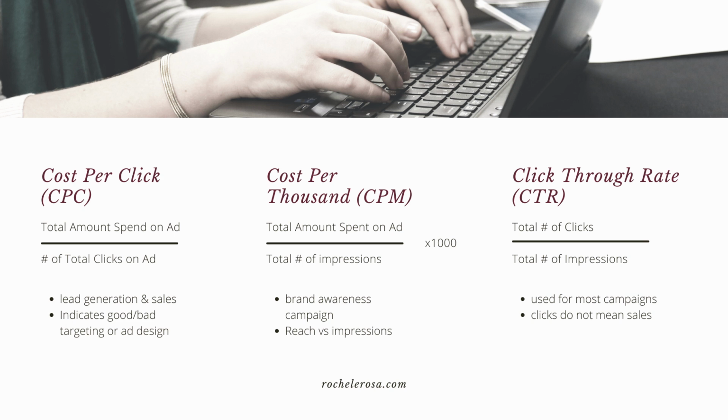The second one that I'm going to talk about is cost per thousand, the abbreviation is CPM, M being mille. I don't know why it's that exactly off the top of my head, but that is calculated by taking the total amount spent on the ad, dividing it by the total number of impressions, and multiplying that by 1,000. This is a very common metric used for brand awareness campaigns.